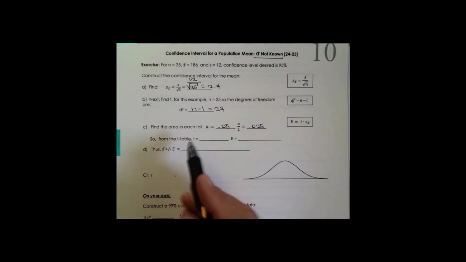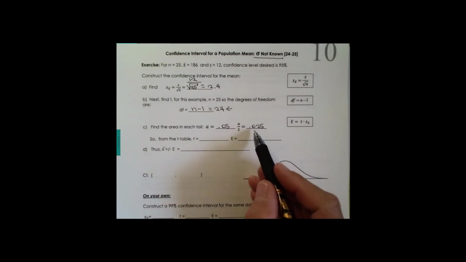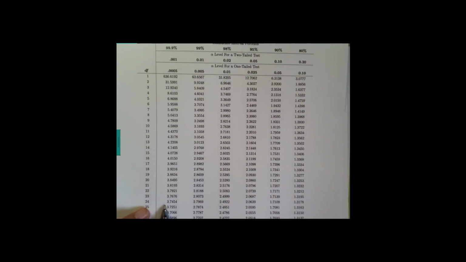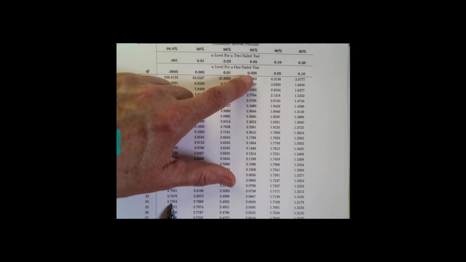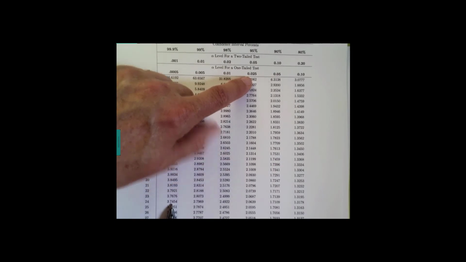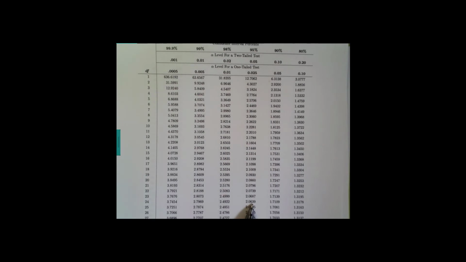Now, from the t-table, what do I find first? The first thing I find is where are my 24 degrees of freedom. 24 degrees of freedom, and then I want to go to the top and look for an area of 0.025. So here's 24 degrees of freedom. It's on the first one. My t-score is somewhere on this row, but I won't know until I go to the top and find it, and I'm only going to use, like I told you, the one-tailed test, even because it's been split. And it is 0.025. Here it is.